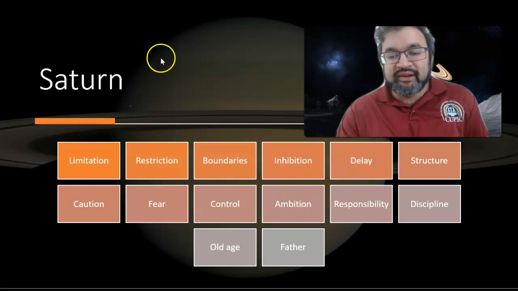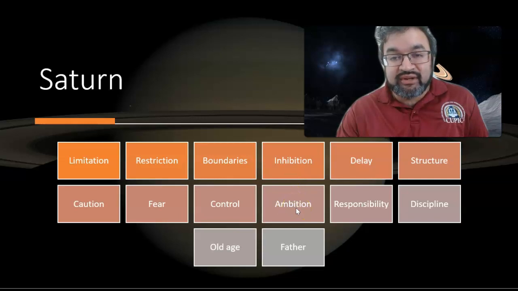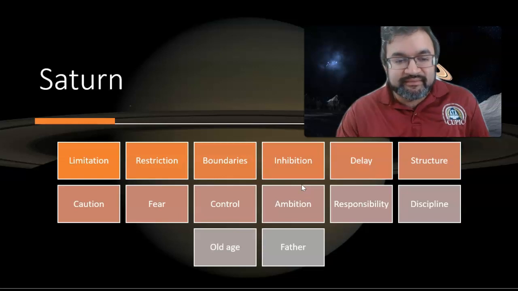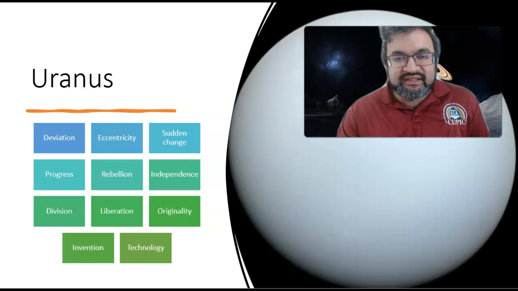So if you think about the balance between positive and negative, there's responsibility that's taught, there's discipline, and all in the face of ambition, which means that Saturn may be difficult, but then it propels the person into a deeper sort of understanding and knowledge. So what does Uranus represent?